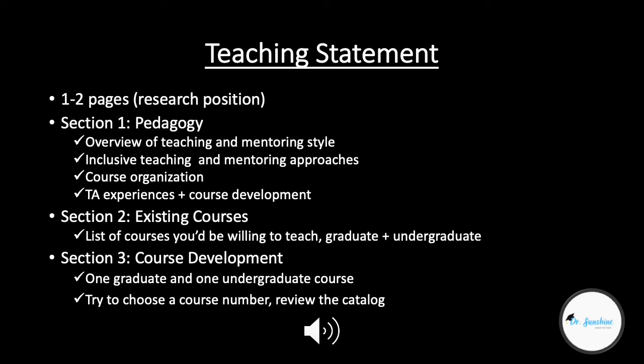As a tip, usually the higher the number, the higher the student level. So perhaps 300 and below is undergraduate courses, 400 and above are graduate courses. You just need to look at the catalog to determine what's what. So that wraps it up for the teaching statement.